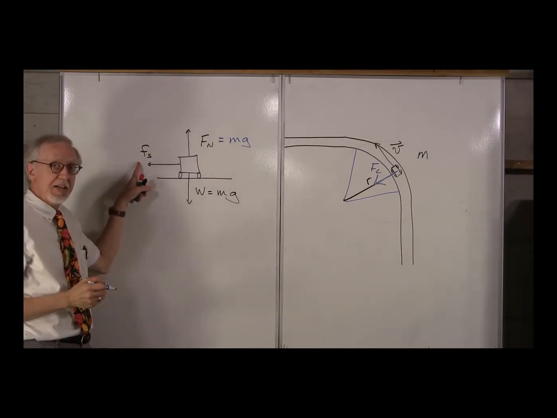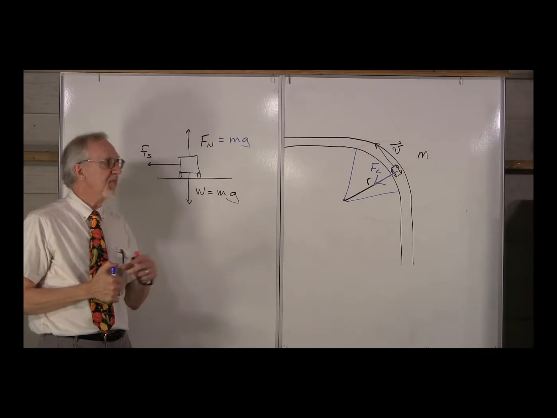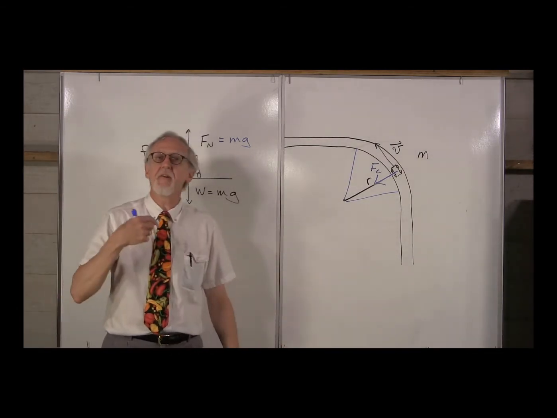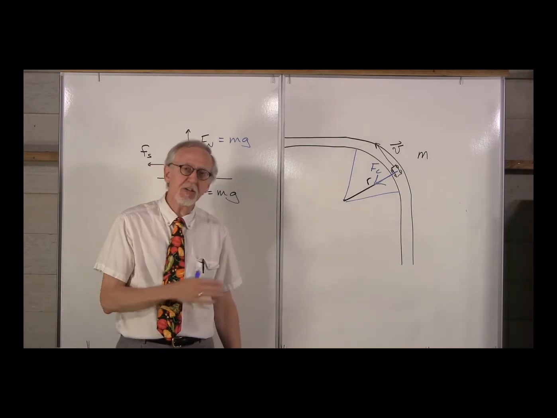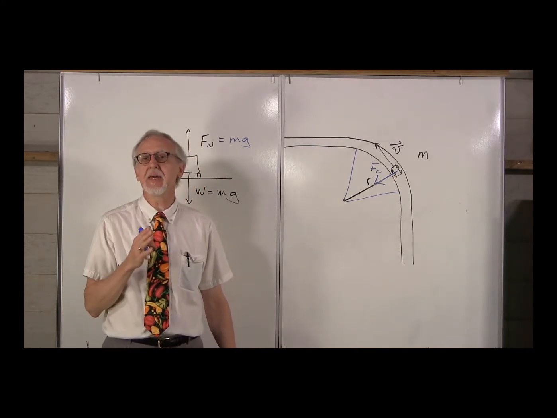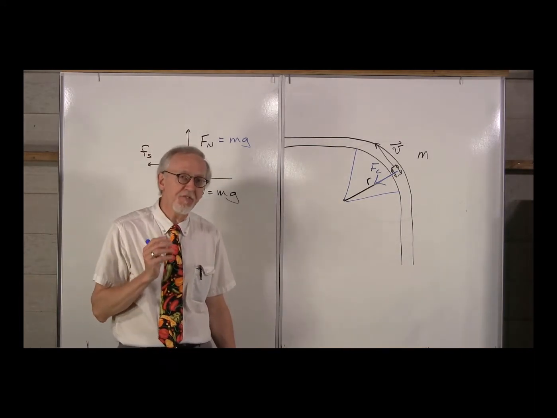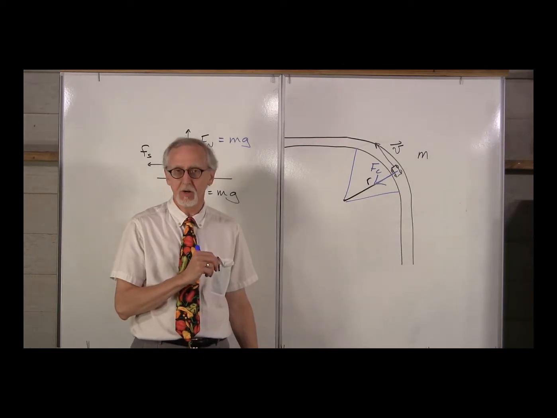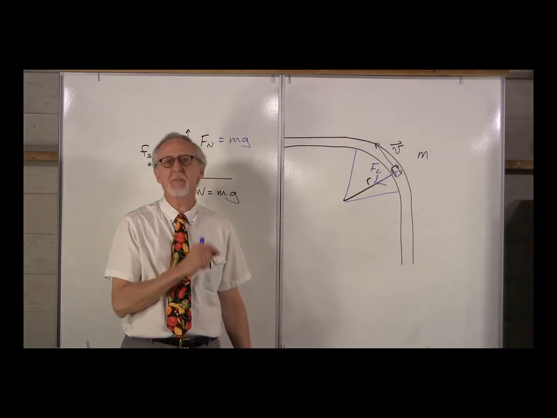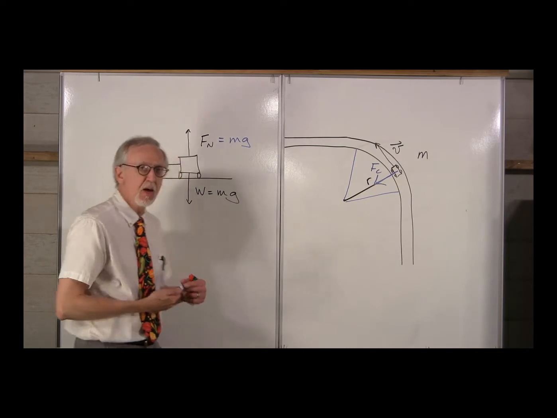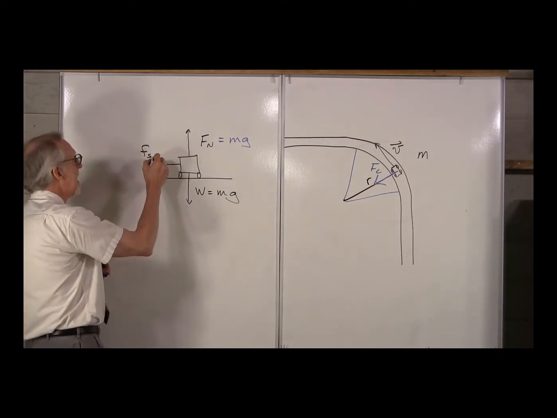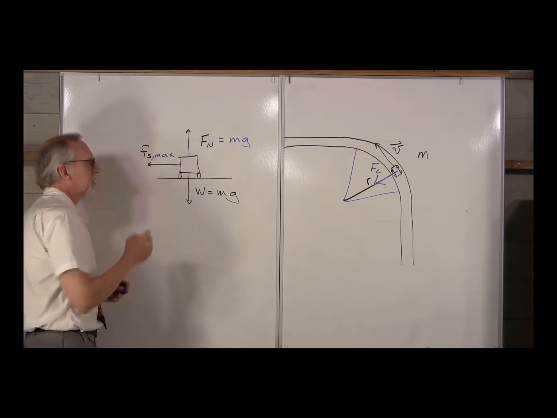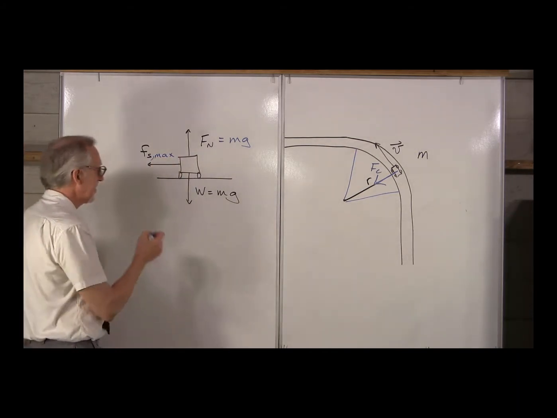What is Fs? Well, let's imagine that the car is going at its fastest speed, so it's using as much friction as it possibly can get. If it were to go any faster, it would slide off the road. So let's imagine that it's maximizing the amount of friction that it needs. What's the maximum amount of friction it can get? Fs max. So let's imagine the frictional force is Fs max.